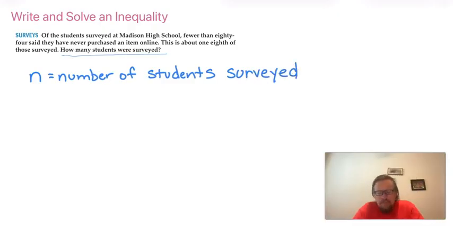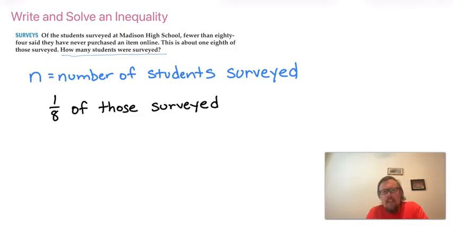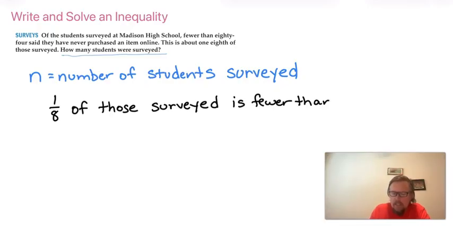Okay, so this is 1/8 of those surveyed. I'm going to try this in words first. 1/8 of those surveyed is fewer than 84. It says fewer than 84 is about 1/8 of those surveyed. So 1/8 of those surveyed is fewer than 84. What I'm going to try to do is take this sentence and turn it into an inequality.